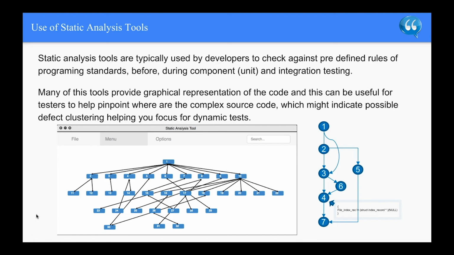Use of static analysis tools. Static analysis tools are typically used by developers to check against predefined rules of programming standards, before and during component, unit and integration testing. Many of these tools provide a graphical representation of the code, which can be useful for testers to help pinpoint where complex source code might indicate possible defect clustering, helping you focus the dynamic testing.